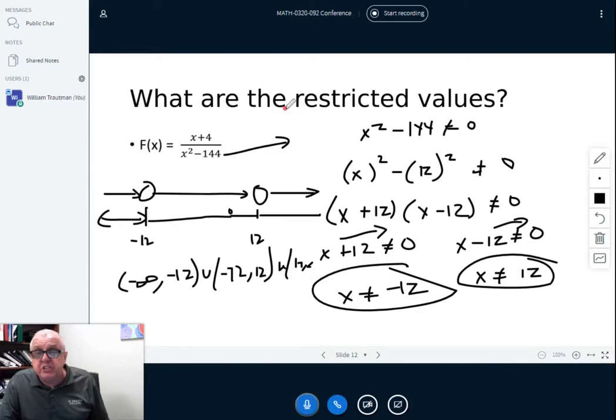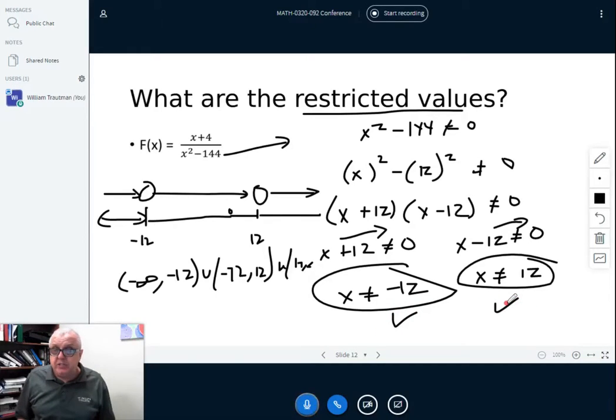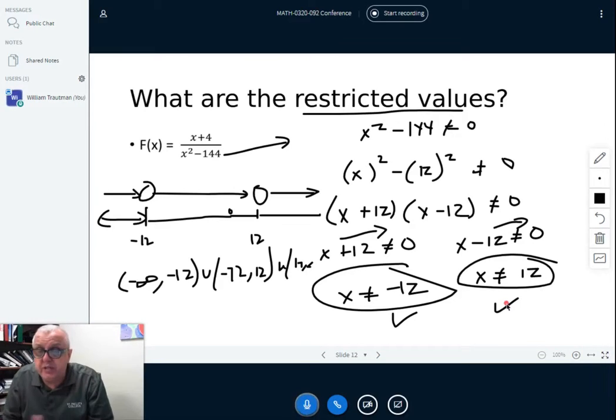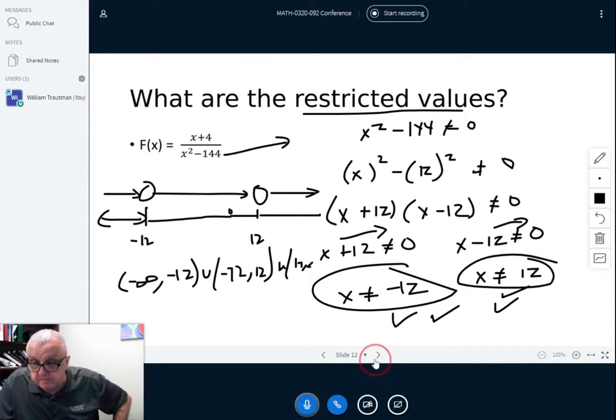Well, this question just says, what are the restrictive values? Find out what makes that, the restrictive values are what makes the bottom equal to 0, and these are the two answers. So you had to find the domain, this is what you'd have to do, but this question is the restricted values, just what makes the bottom of the fraction equal to 0.